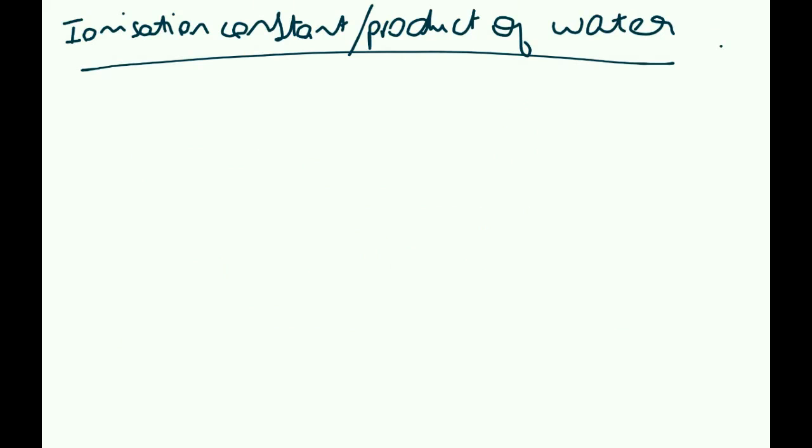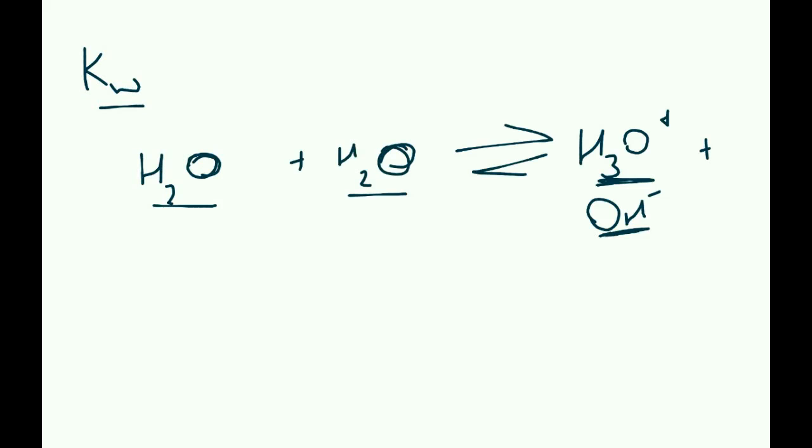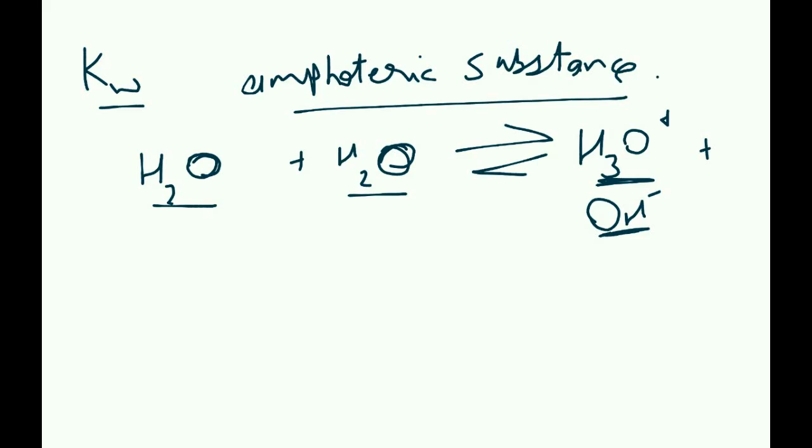Now let's talk about an interesting case, the ionization constant of water. You denote it by Kw. Now, why is this special? You will come to know. Let's take H2O and react it with H2O. So water acts as both an acid and a base, so I can call it an amphoteric substance. And when I denote this, I'm going to denote it by Kw.